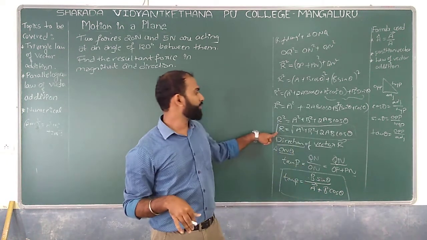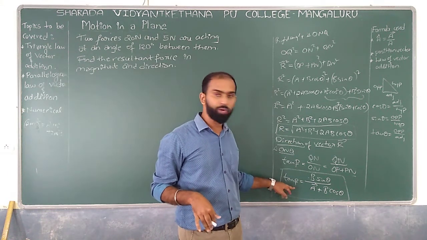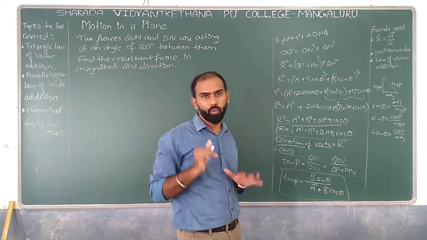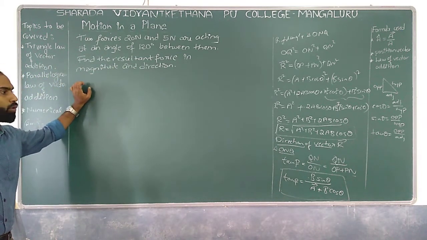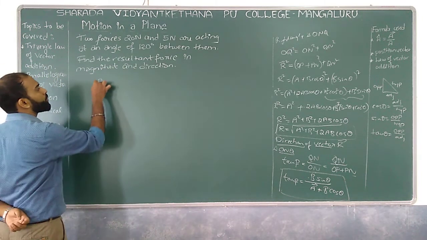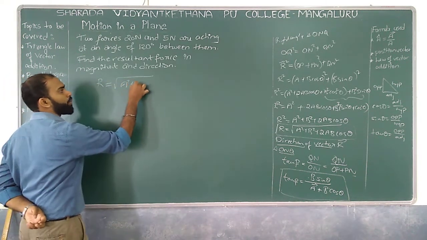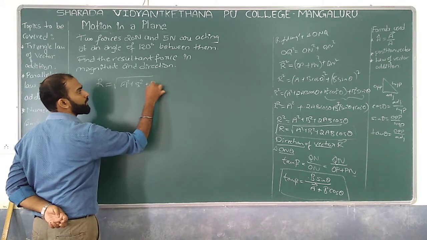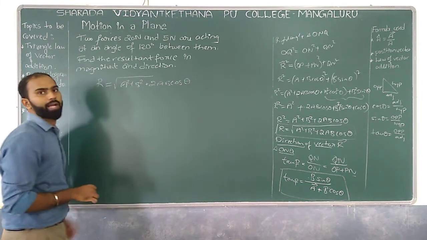Now here we have the formula to find the magnitude, and here we have a formula to find the direction of the two vectors, right? So what is the formula we have over here? That is R, which is equal to the square root of A square plus B square plus 2AB cos theta. Correct?